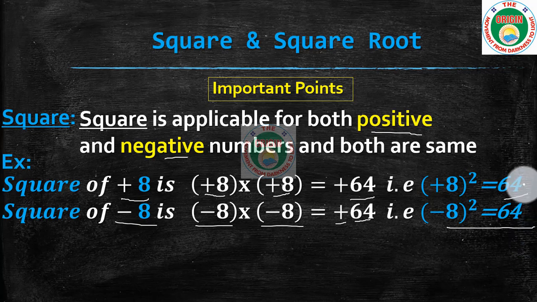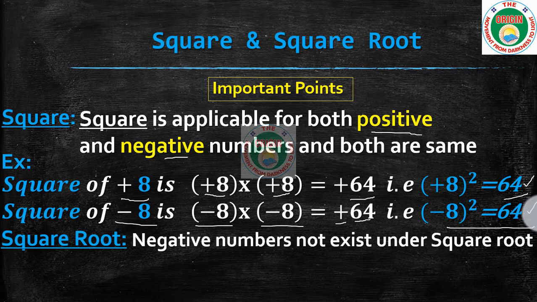That is plus 64 and plus 64. Both are the same here. Next, under the square root, negative numbers do not exist. That's a very, very important point. That is, square root of 4, square root of 5, square root of 10, square root of 100 we can take. But square root of minus 4, square root of minus 6, square root of minus 10 is not applicable. It does not exist.